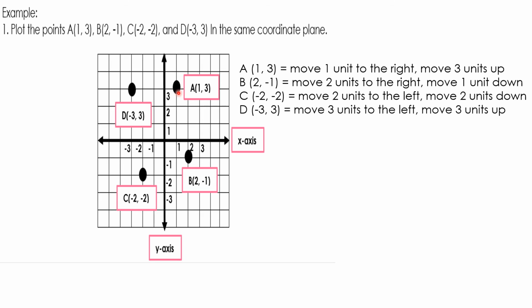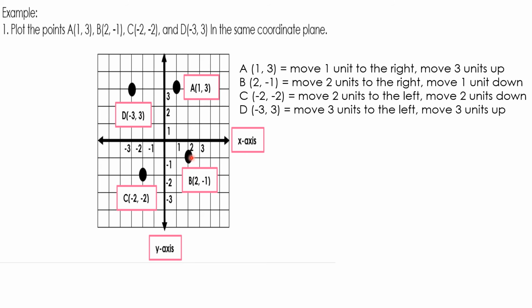And then, how about point B? That is (2, -1). We look for positive 2 on our x-axis. So start at the origin (0, 0). Move 2 units to the right, 1, 2. And then move 1 unit down. So that is where point B is located.